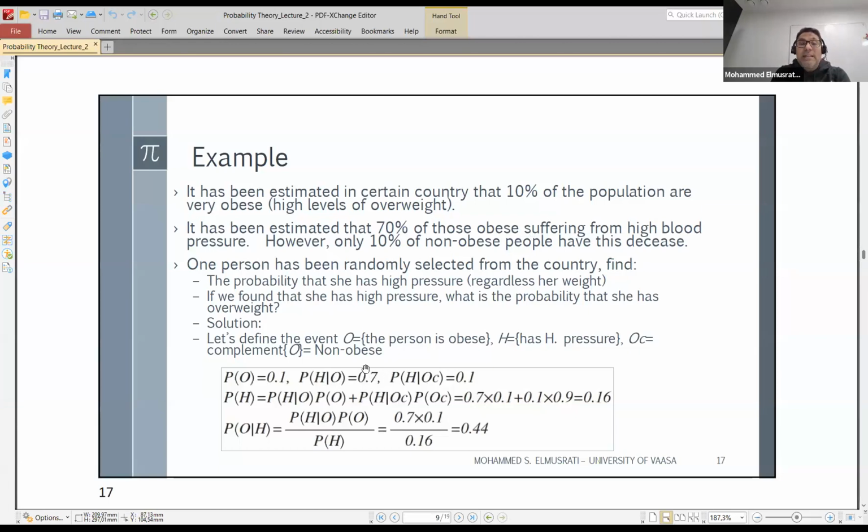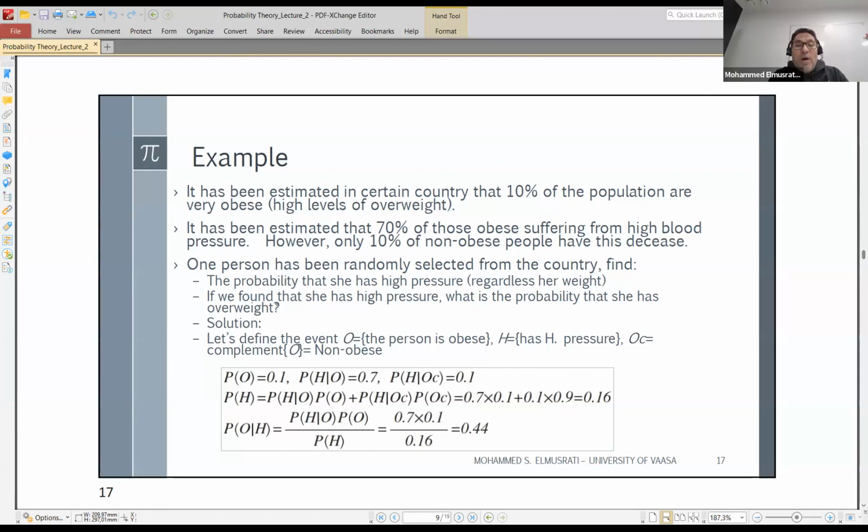Okay. Then they said in the example, however, only 10% of non-obese people have this disease. So only 10% of those who don't have overweight have this high pressure. Okay. So it means that the probability of high pressure, given that the person is in good shape or doesn't have overweight, is equal to 0.1, as it is given in the example. Okay.